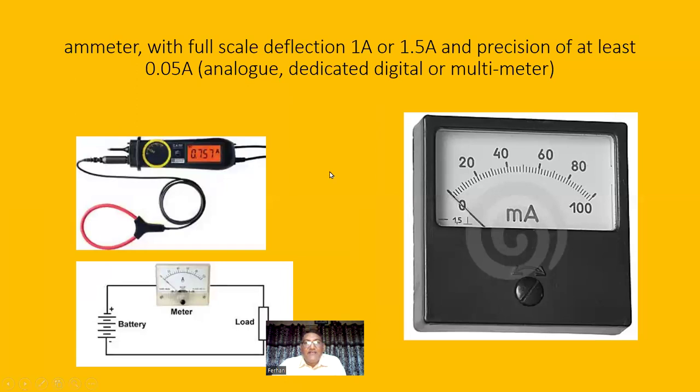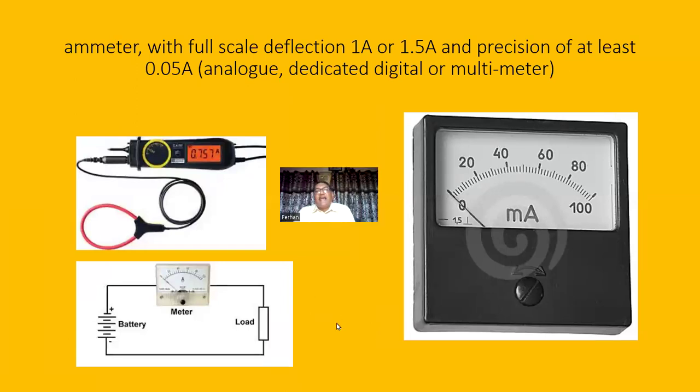Okay, then here we have an ammeter. An ammeter is always connected in series with any appliance or resistor or anything through which you want to measure the current. So the ammeter is always connected in series with it.